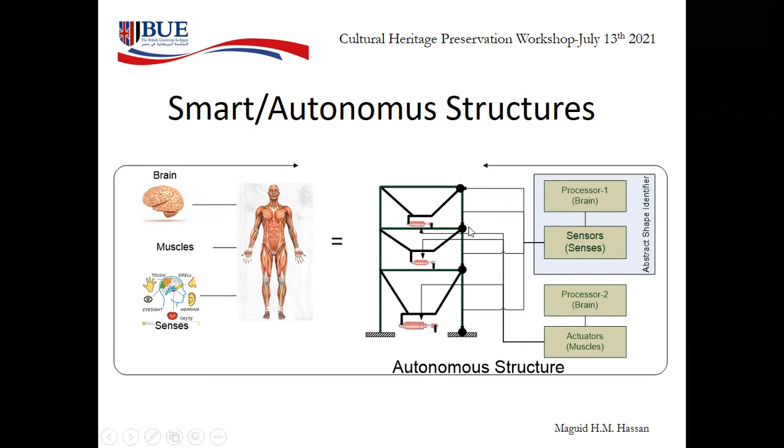So the sensors would identify, through the first processor, the abstract shape of this structure. This information will be sent to another part of the processor, which is again part of the brain as we refer to it, which would send signals to the actuators, and it will fire maybe some or all of these dampers. The MR dampers basically receive voltage, and this voltage changes the viscosity of the fluid within these MR dampers, which would change the characteristics and the response to vibration. This would affect the vibration of the building itself.